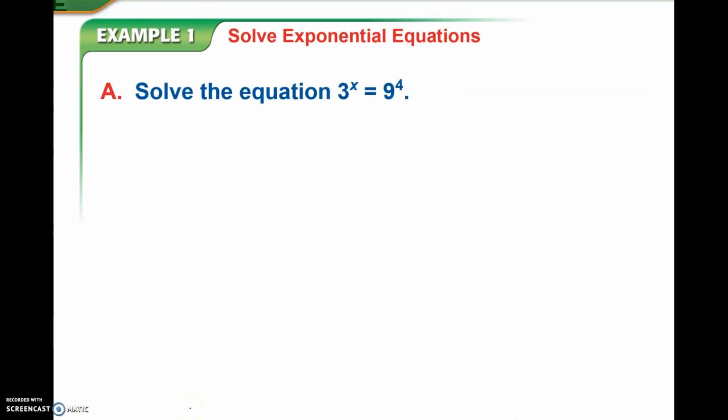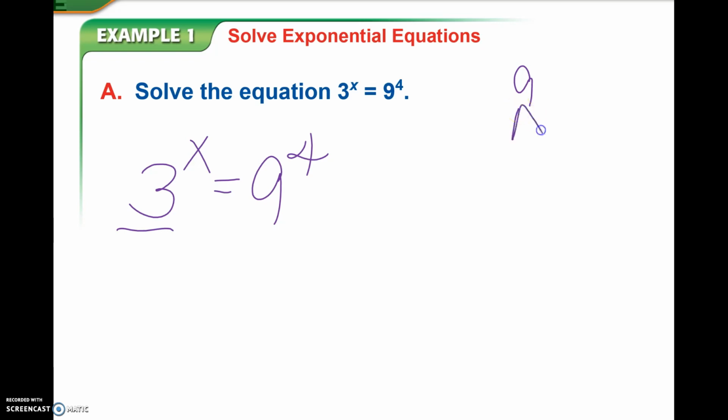So here I have 3 to the x equals 9 to the 4th. And if I can get this 9 to be a base 3, then I can set my exponents equal. Right now they're not equal because my bases are different. So we know that 9 is 3 times 3.